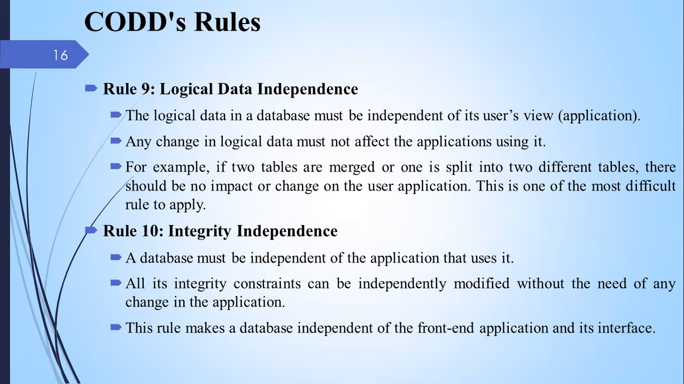Next rule, it is rule number 10. It is not the last rule. There are 12 rules actually, so we need to say 12 rules. Rule number 10, integrity independence. All databases must be independent of the application that uses them. All the integrity constraints can be independently modified without the need for any change in the application. So without changing the application, you are able to modify your database. This rule makes a database independent of the front-end application and its interface. So it is called the integrity independence of our database.